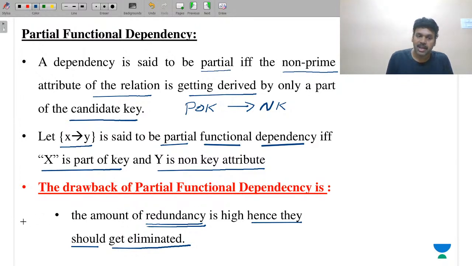So, friends, you need to understand carefully that the main problem with partial functional dependency is that it generates huge redundancy in your schemas. So, how is a partial dependency going to give you redundancy? We would like to learn this with a proof.